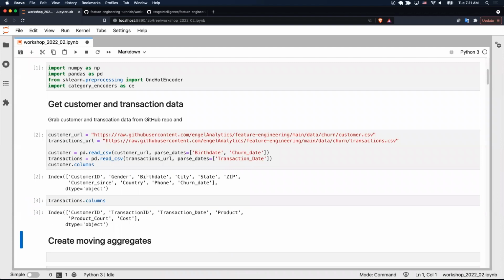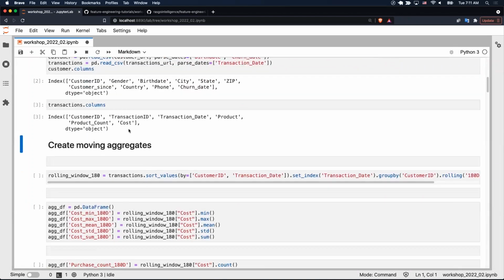Let's look at the transactions. Very simple transaction data. We have a transaction ID, the date on which the transaction occurred, what product was purchased, how many of those products were purchased, and how much. You can think of this as the purchase price, so the total amount spent.